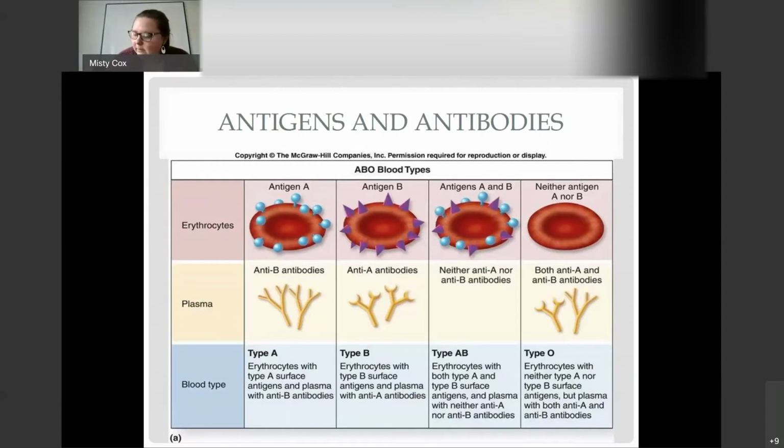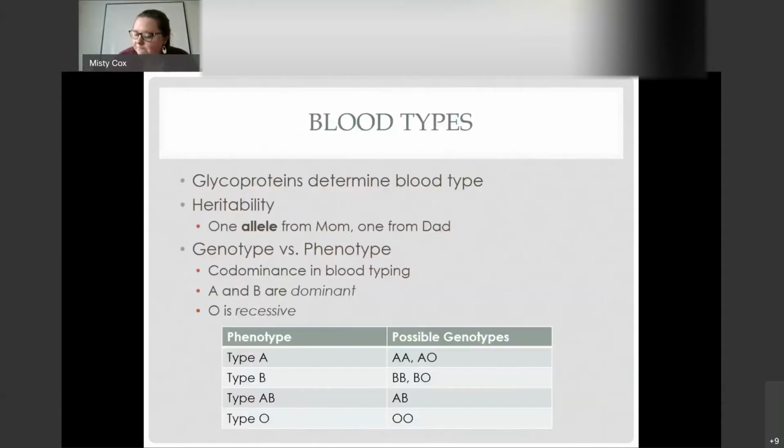All right, next slide, please. Okay, so blood types are inherited. The glycoproteins, like we talked about earlier, which are the antigens, determine your blood type, and it's inherited from your parents. You get one allele, which is a form of a gene, from your mom, and one allele from your dad. And those alleles come together to make the blood type that you will have.